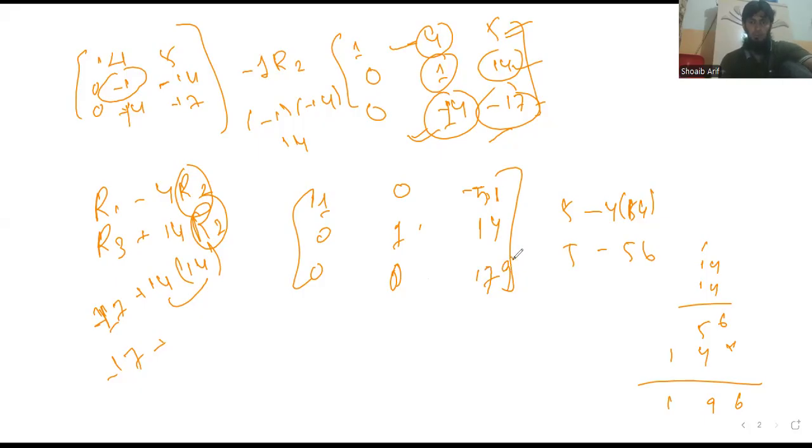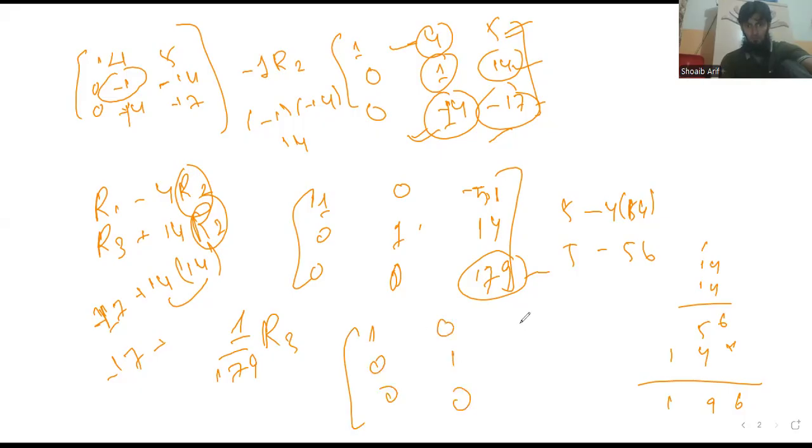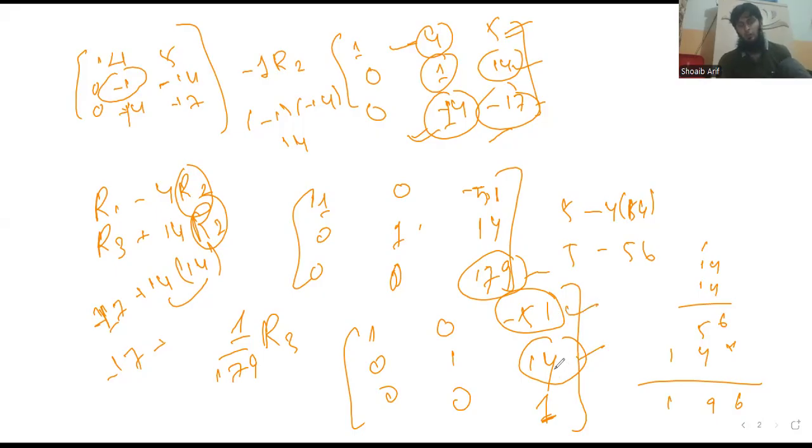So now we will convert this into 1. Apply the operation: we will multiply 1 upon 179 with R3, then 1 0 0, 0 1 0, minus 51, 14, and this is 1. Okay. So now we have a task to zero this place and this place. So what will we do? We will do it on the next page.